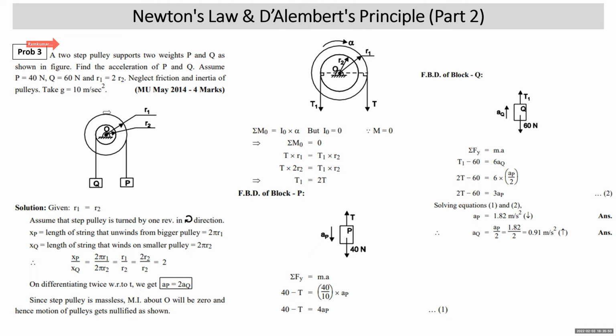Find the acceleration of blocks P and Q. Assume P is 40 Newton, Q is 60 Newton, R1 is equal to 2R2. Neglect friction and inertia of the pulley. Take g equal to 10.